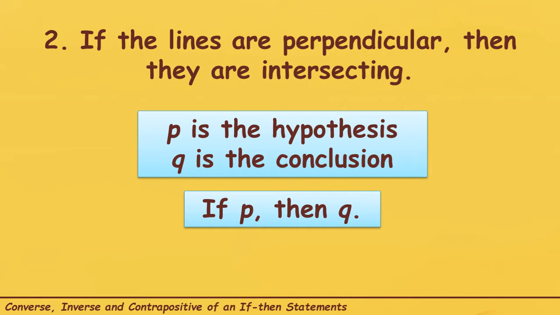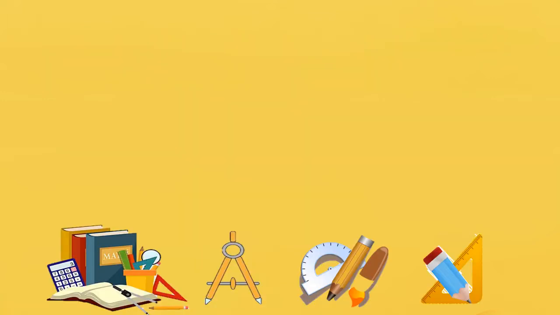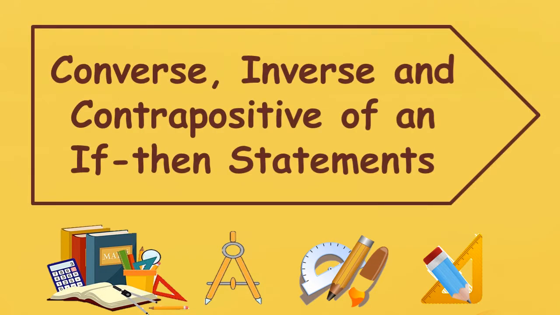Kung saan yung P is the hypothesis at yung Q ay conclusion. In symbols, we can write this as P implies Q, or P, tapos yung may arrow, papunta sa Q. It is nice that you still remember how to identify the hypothesis and conclusion of a conditional statement. Today, we are going to learn about the converse, inverse, and contrapositive of an if-then statement.